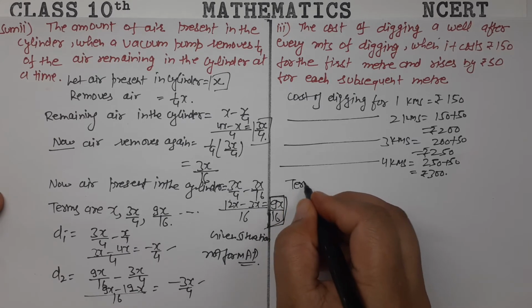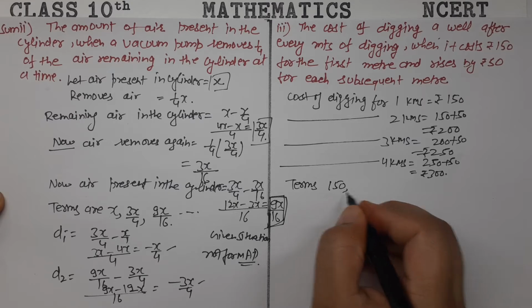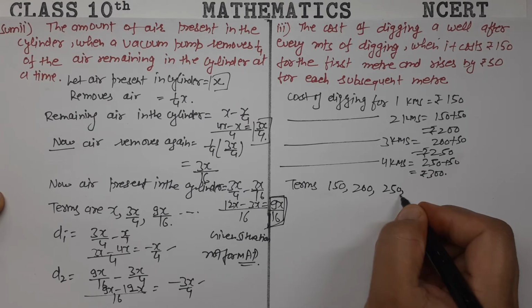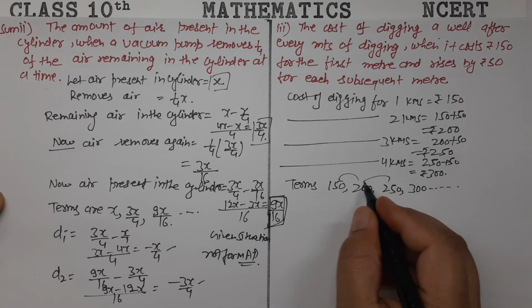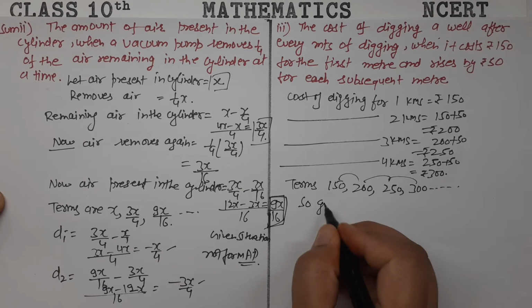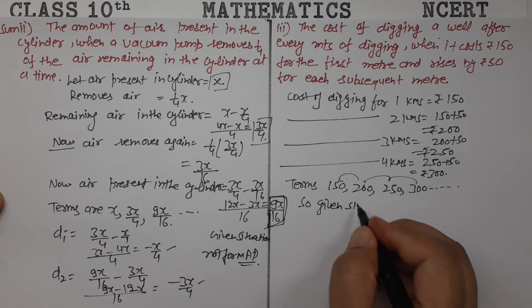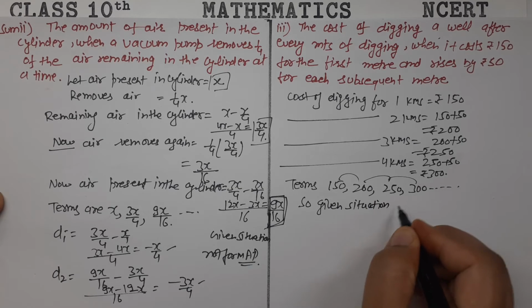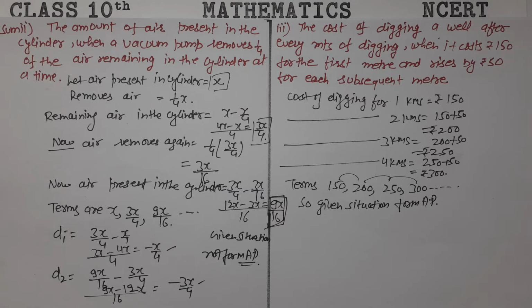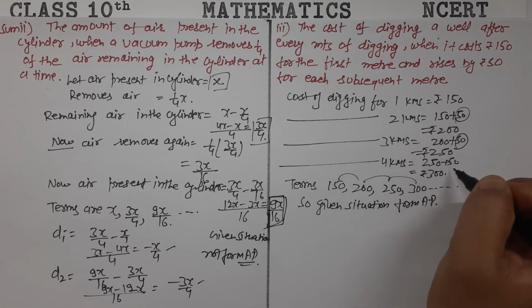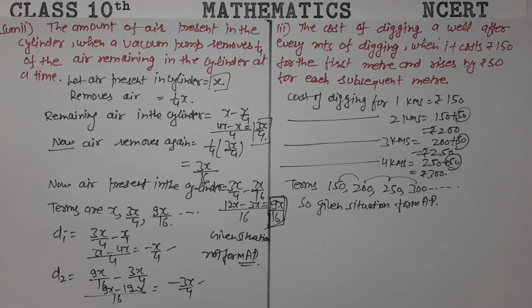Now terms are 150, 200, 250, 300 and so on. Here D is the same, 50, 50, 50. So the given situation forms an AP. AP, arithmetic progression, in which each term can be obtained by adding a fixed number to the preceding term. Here the fixed number is 50.